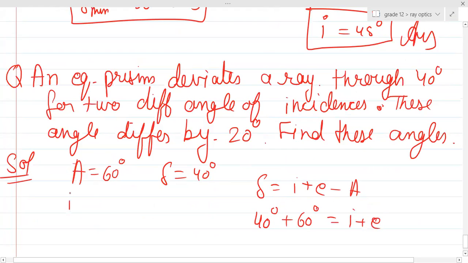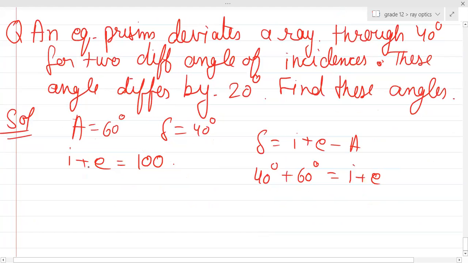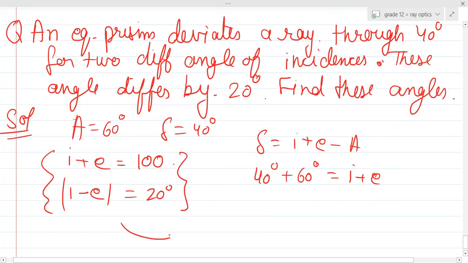So can you see from here the sum of the two angles is 100, and they have said in this particular thing the difference of the two angles is basically 20. So can you suggest two angles for which the sum will be 100 and the difference will be 20? 60 and 40.